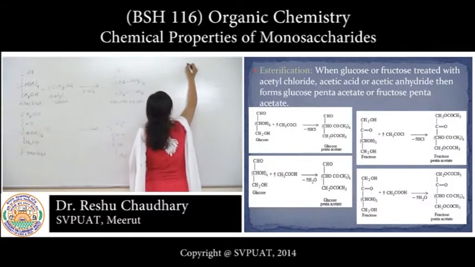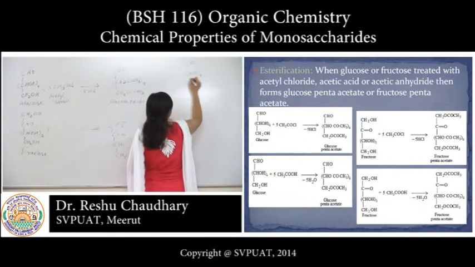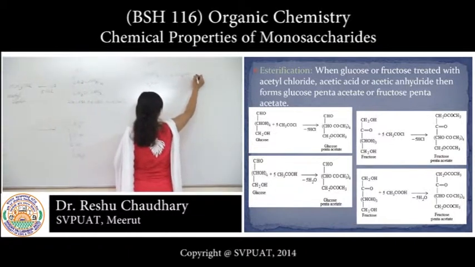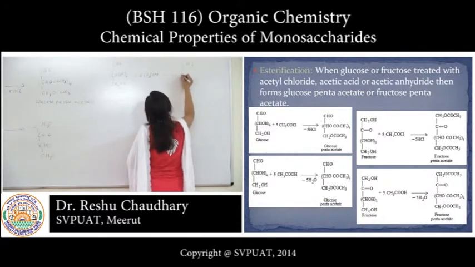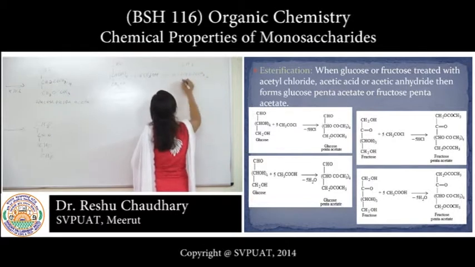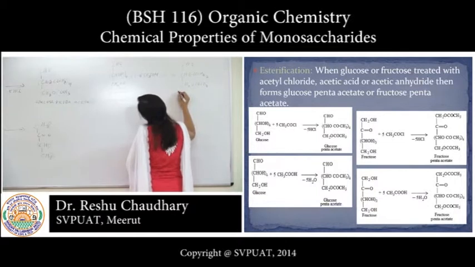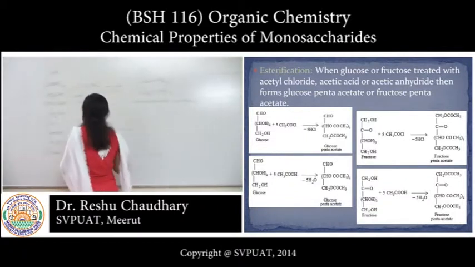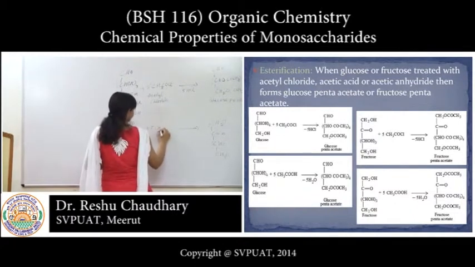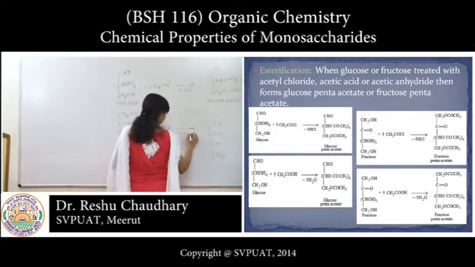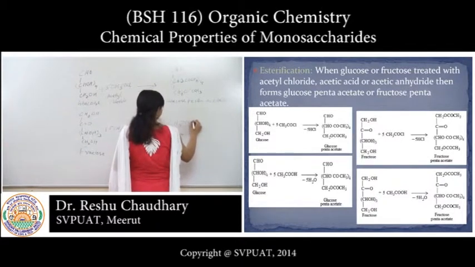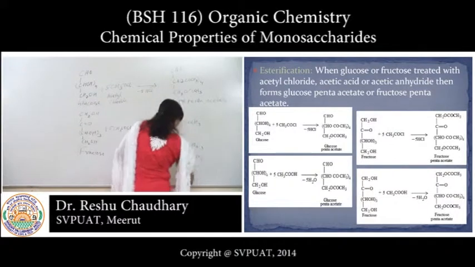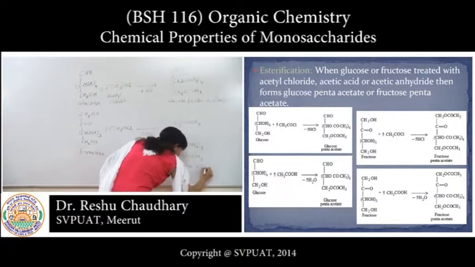When it reacts with acetic acid, this is the glucose structure. It reacts with 5 molecules of acetic acid, then forms glucose pentaacetate. When this acetyl chloride reacts with fructose, then 5 molecules of HCl will come out, and then it forms fructose pentaacetate.